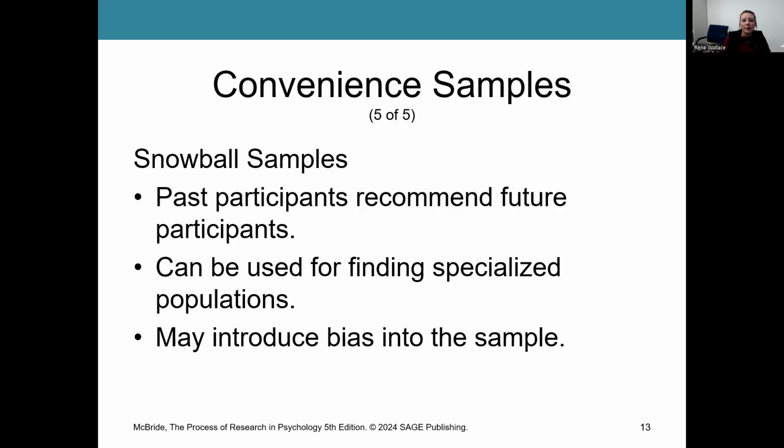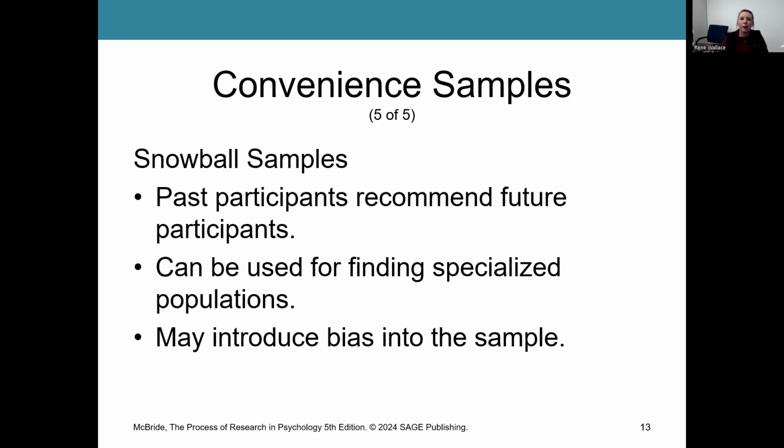There's also snowball samples. So when you participate in this study, right, you recommend future participants. And so you say, well, I participated in this, and they ask you to give 5 friends and their email addresses that you think might be interested in future studies. And so that's helpful if you need to find a super specialized population. So maybe you were doing a study on individuals who were deaf and some sort of audio processing something.